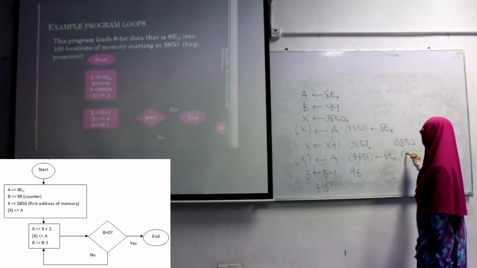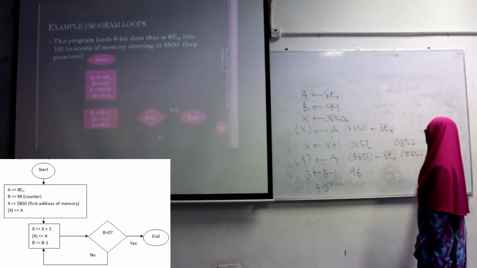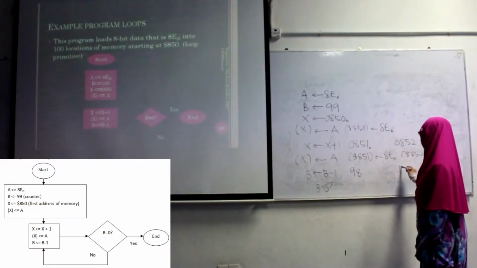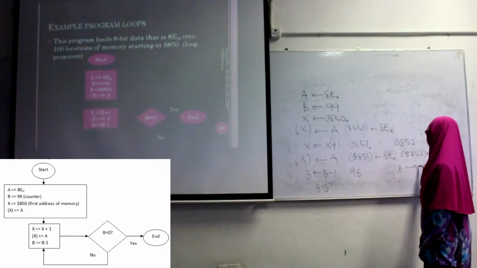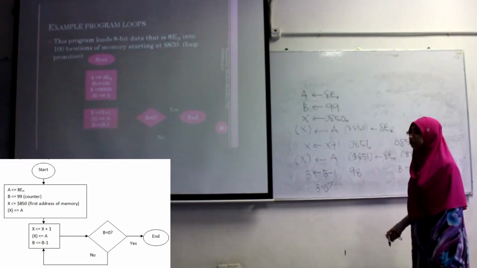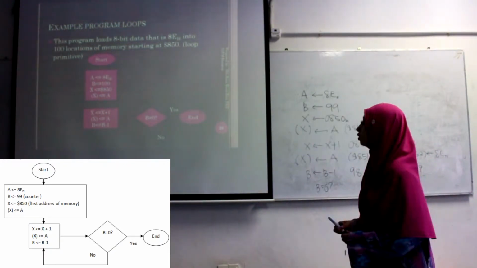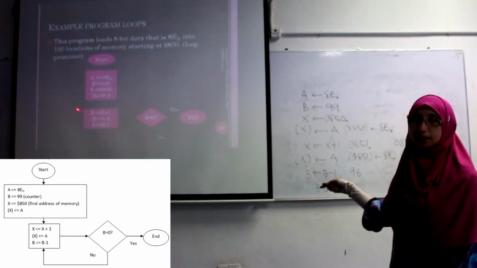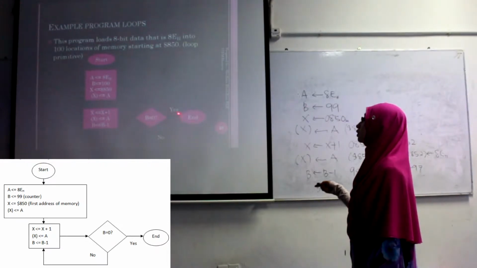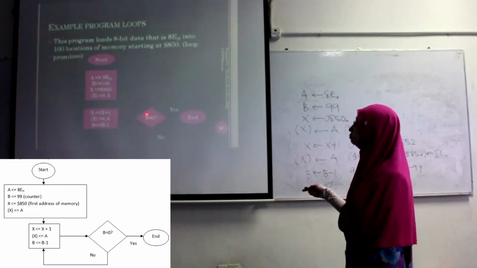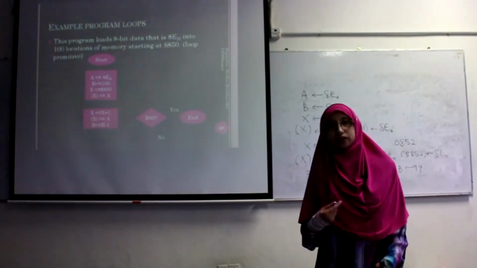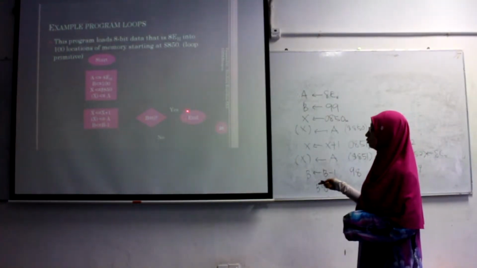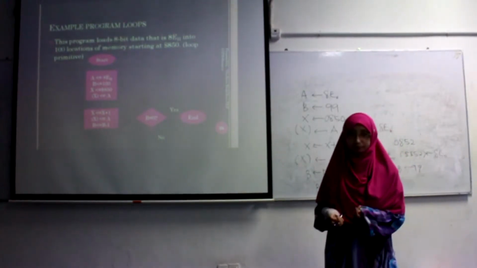And then at 852, we have the data AE now, and B is 97. Then we test again, B equal to 0, no. It will always repeat this until B equals 0. So what happens after B equals 0? The mission is complete, so we just end our program.